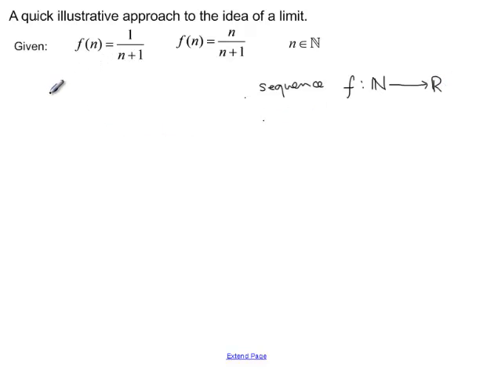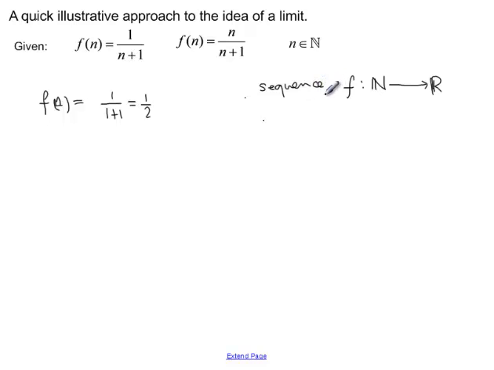As you can see here, if I take n equals 1 for this first function, to evaluate that I replace n by 1, I get 1 over 1 plus 1, which equals 1 over 2. And you can see this is a real number. It's a rational number, it's a real number, it's not a natural number. So it's actually mapping values of n in the domain to values in the real numbers. So such a function is called a sequence.